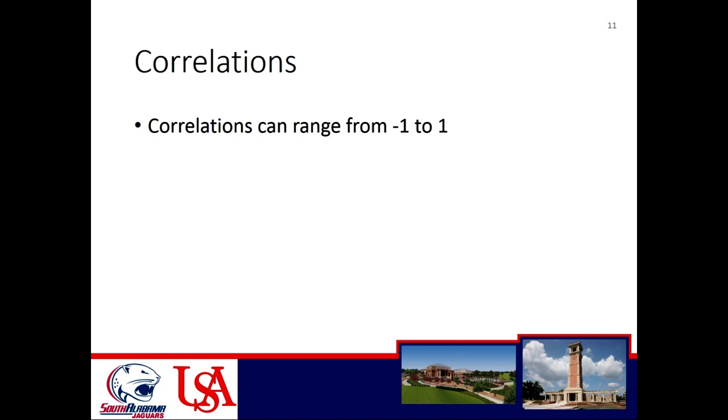Also, other information you should know about correlations and correlation coefficients is that correlations can range from -1 to 1. So if you ever calculate a correlation and you get a value of 3, you should automatically know, no, you're completely wrong, you're completely off base. A correlation should always be between -1 and 1. It should never be anything different than that.